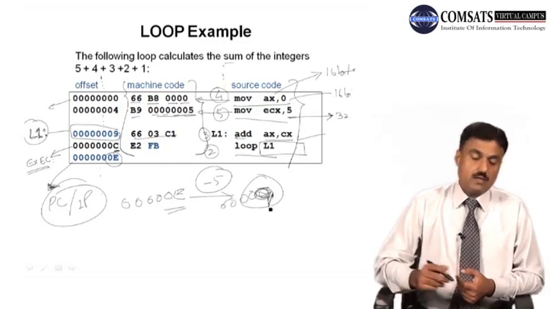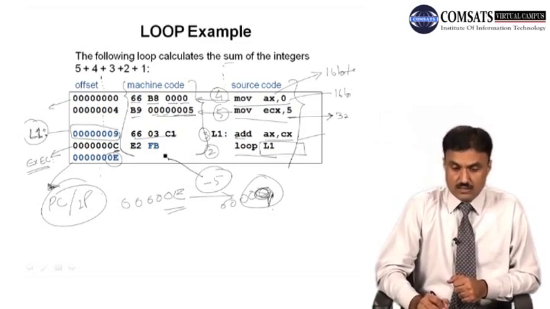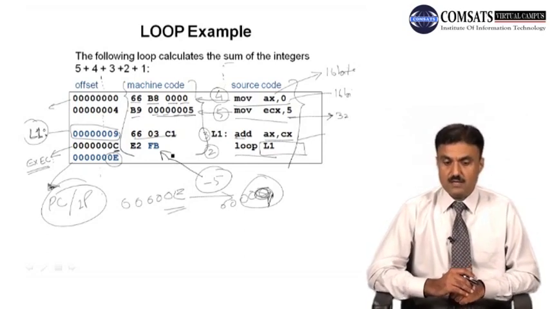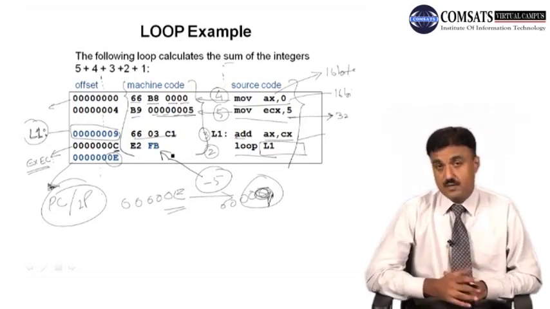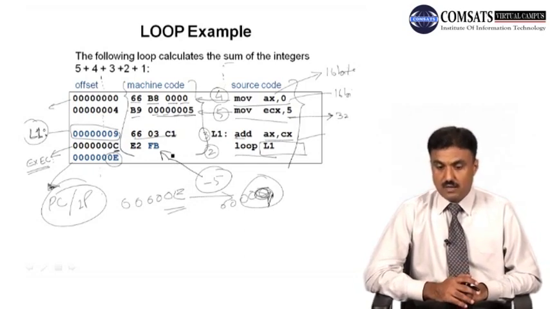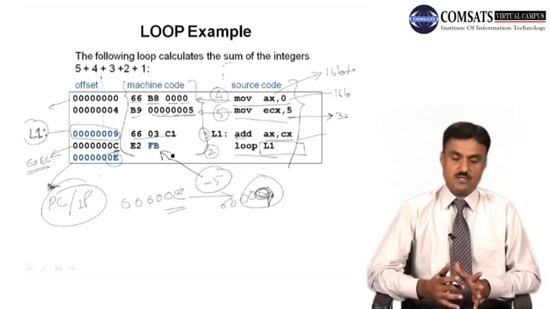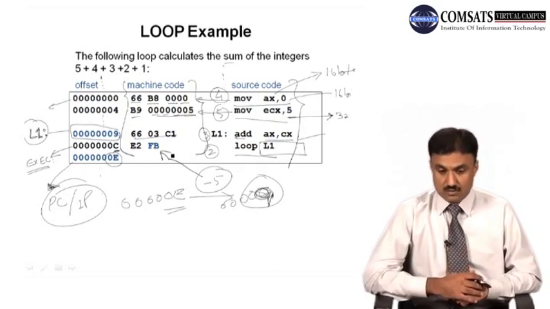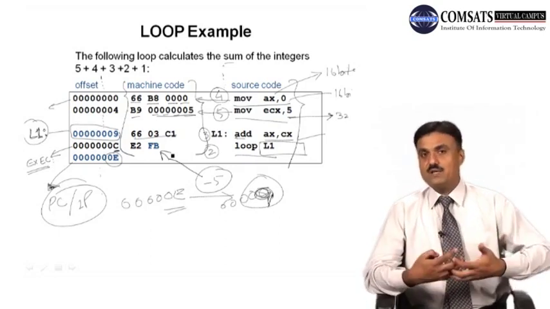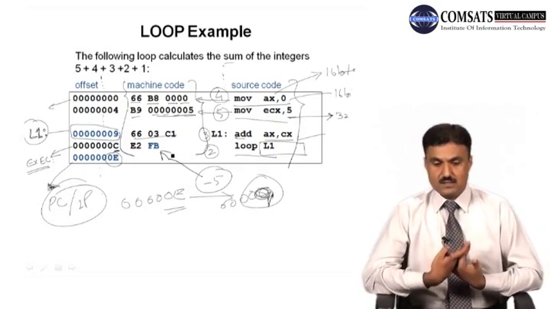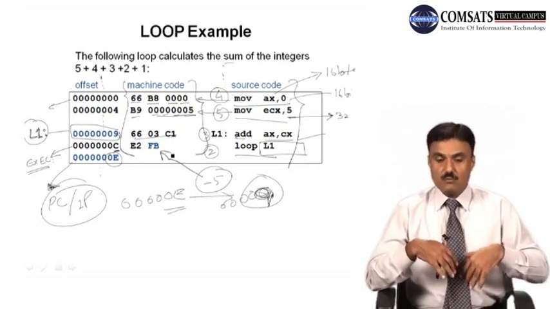So this minus 5, for example, is shown as a 2's complement, in hexadecimal. This is the signed value, hexadecimal signed 2's complement shown in hexadecimal notation. So this is minus 5. When we perform loop, it will automatically add this offset to the program counter.